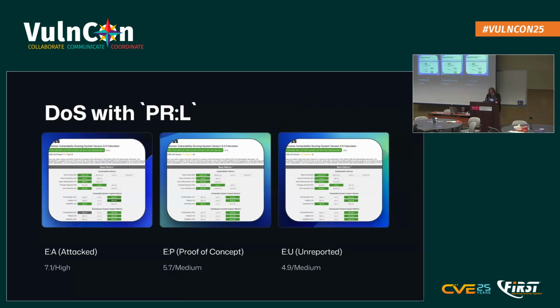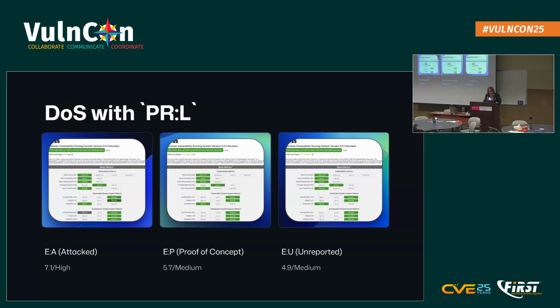For example, if you use A for attacked, it's still at 7.1 or high, but more commonly you are dealing with something that has no evidence of exploitation in the wild, whether that's something where someone says there's a vulnerability, just trust me, or there's some proof of concept code floating around. You can lower it to P for proof of concept or U for unreported.